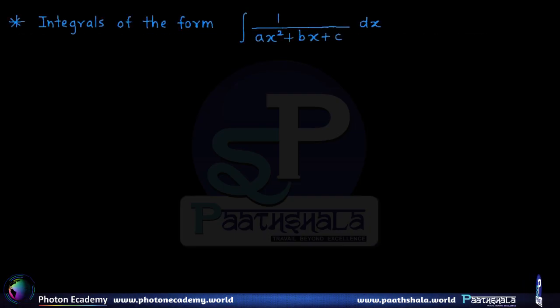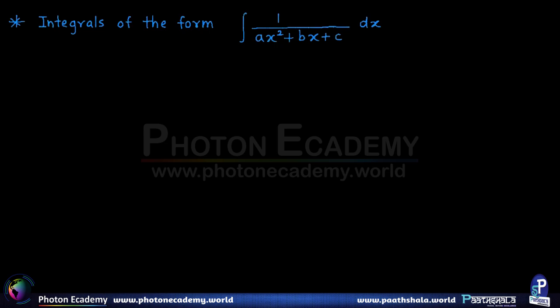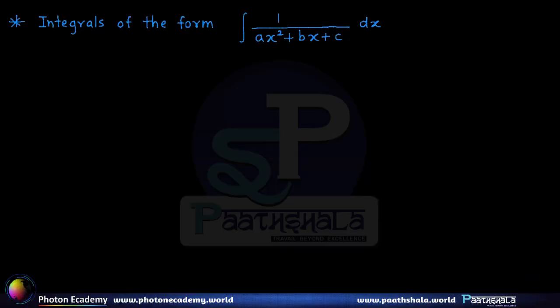Now we study the integrals which are reducible to one of the standard forms that we have previously seen. In that there are a couple of different formats. Let us study the first out of them. Here we have the integral of the form 1 upon ax square plus bx plus c. So that means here the integral has a quadratic term in the denominator and the numerator is 1, or it may be any constant which can be taken out. So it is a quadratic in denominator.